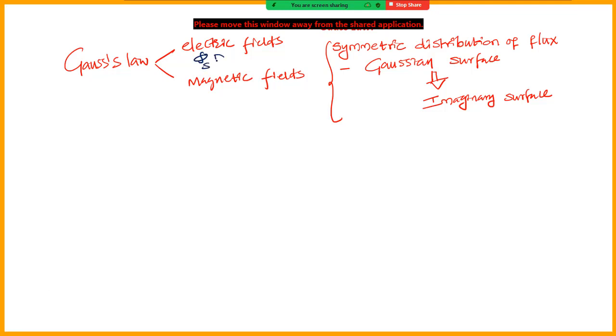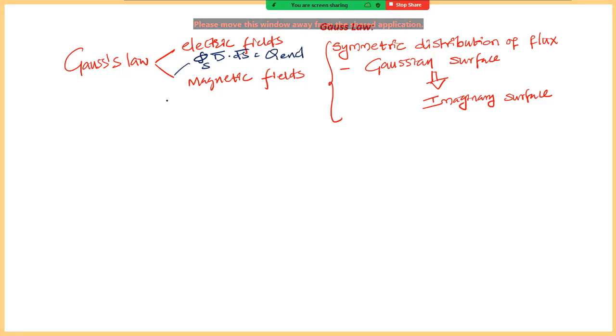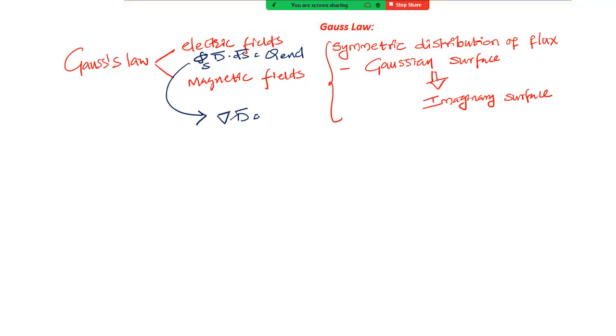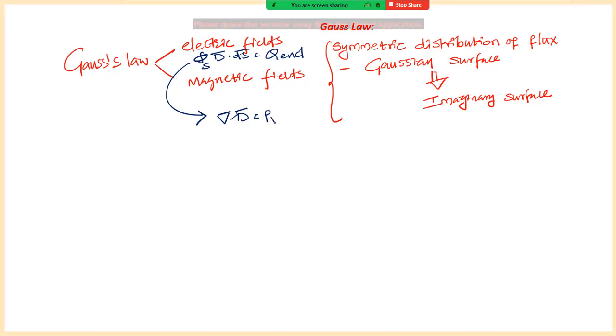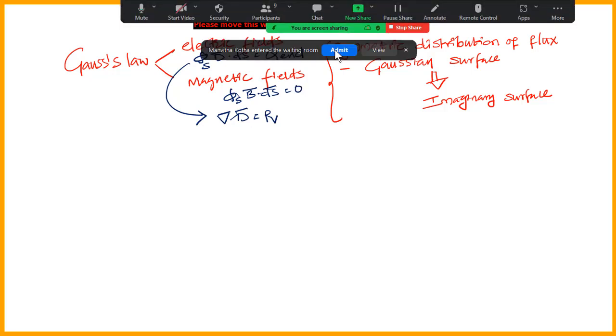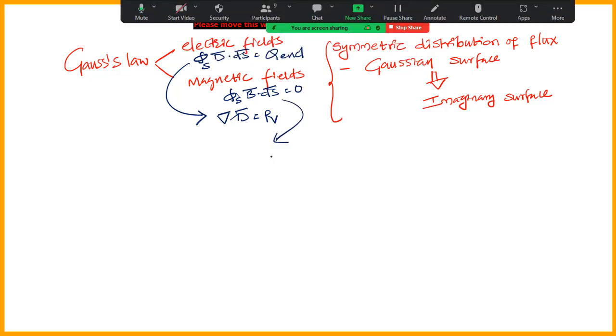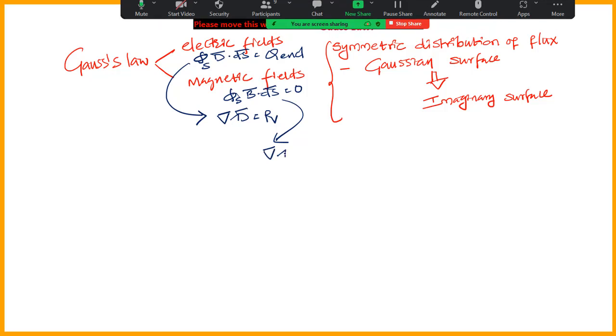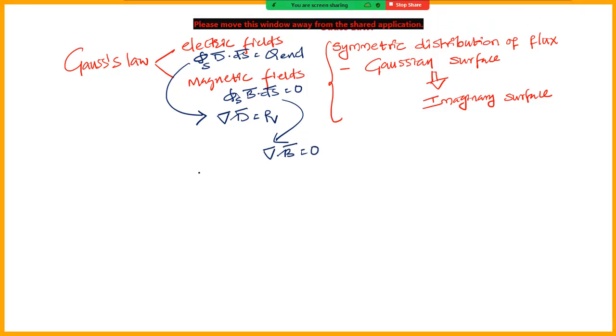Closed surface integral of D bar dot dS bar is equal to Q enclosed. And this itself can be converted into another form called point form or the differential form, that is del dot D bar is equal to rho v. And for the magnetic field, the Gauss law is given by closed surface integral of B bar dot dS bar equal to 0, and this itself can be converted into point form or the differential form like del dot B bar is equal to 0.